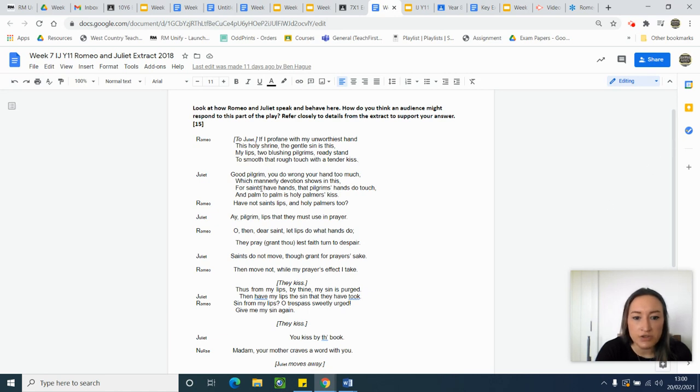She then says, "Good pilgrim, you do wrong your hand too much, which mannerly devotion shows in this. For saints have hands that pilgrims' hands do touch, and palm to palm is holy palmers' kiss." So she's kind of saying there, you could just kiss my hand, that might be the same sort of thing. And also that you kind of wrong yourself because you've obviously devoted in some way to talk about it in this way. Now they go on.